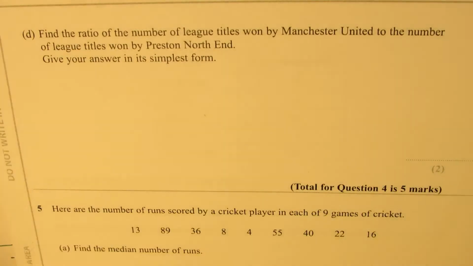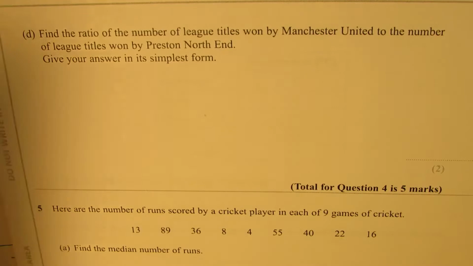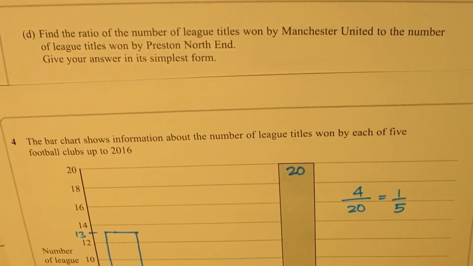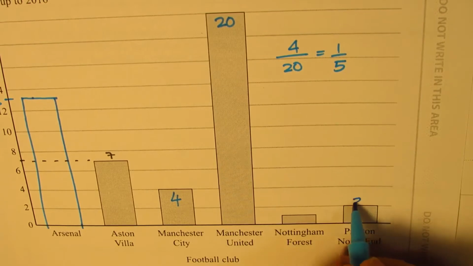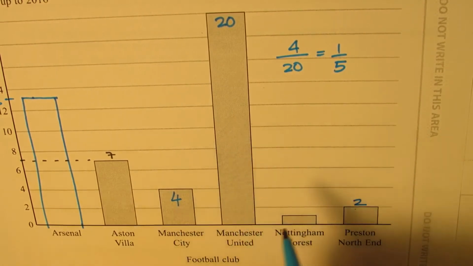Now this is part D of our question number 4. The question is, find the ratio of number of league titles won by Manchester United to the number of league titles won by Preston North End. Give your answer in its simplest form, right? So let's look into this. Manchester United, we figured out it is 20. Now what is Preston North End? So Preston North End is 2, right? So that is what it is. So the ratio is 20 to 2, right?